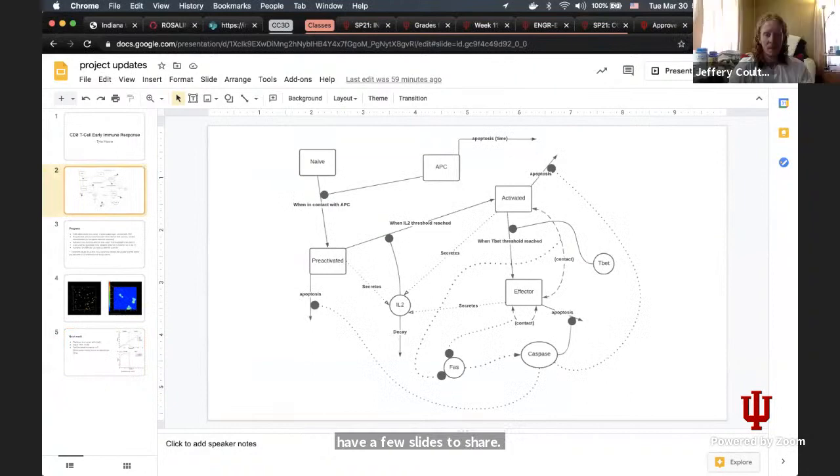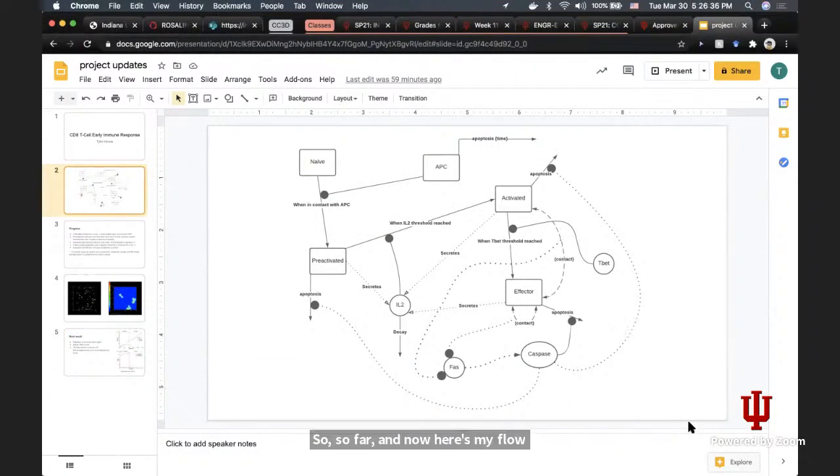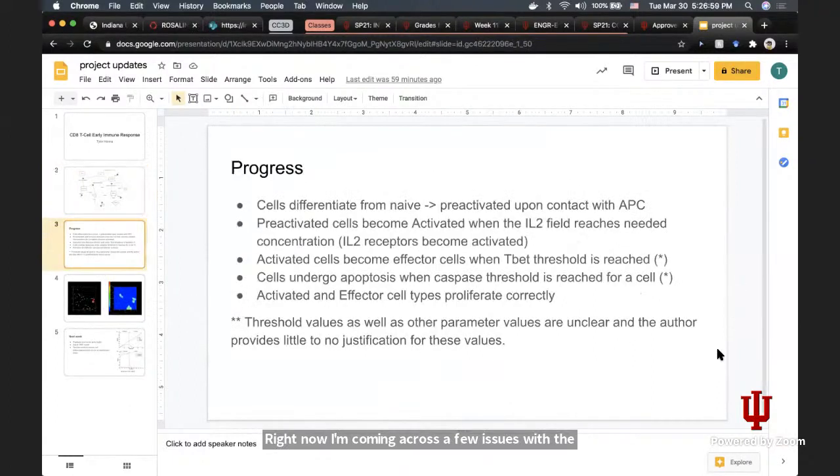So far, here's my flow diagram of my project in general. Right now, I have every component implemented in some fashion. I'm still tweaking my model in order to see the expected results in the paper. I'm coming across a few issues with the parameter values given. The parameter values for the thresholds as well as for the diffusion field are a bit unclear, and Dr. Sego, Dr. Glazier and I have been working to adjust these parameters to get the expected results.